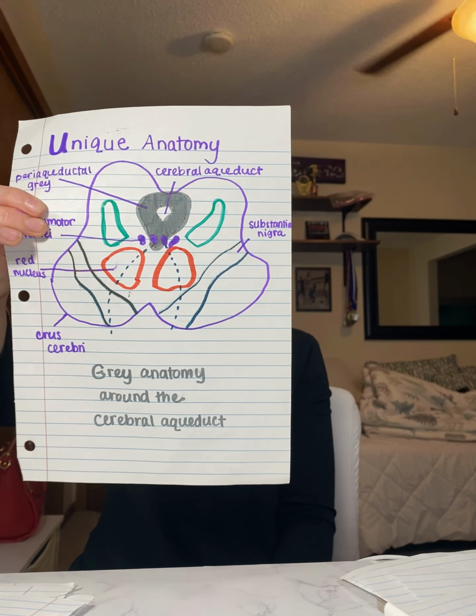U is unique anatomy. The gray part is going to be surrounding the cerebral aqueduct, and that's where it gets its name, which we're going to talk about in a little bit. I just wanted you guys to see it on paper.